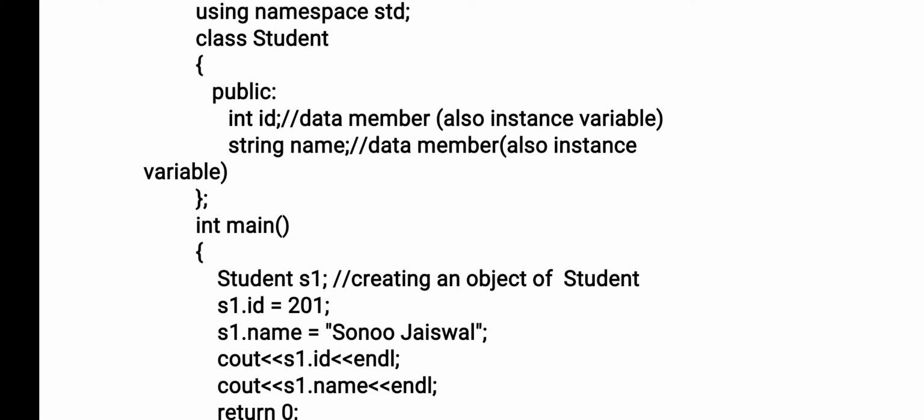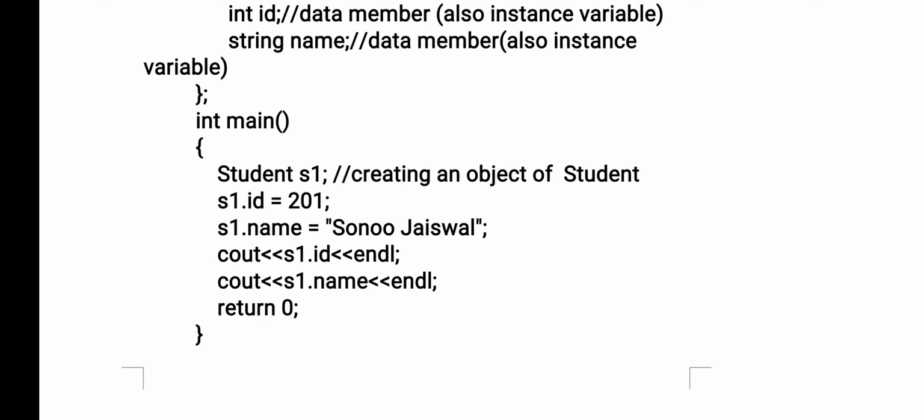After closing the class, come to the main function. In the main function, I have created one object. What is the name of the object here? S1. To which class are we creating this object? Student. So if you have created S1 for the student, then you can access all the methods of student using S1, because S1 is the key of student. So S1 dot id equals 201. S1 dot name is Sono Jaiswal. Example I have given like this. Then directly you can print cout S1 dot id, cout S1 dot name.